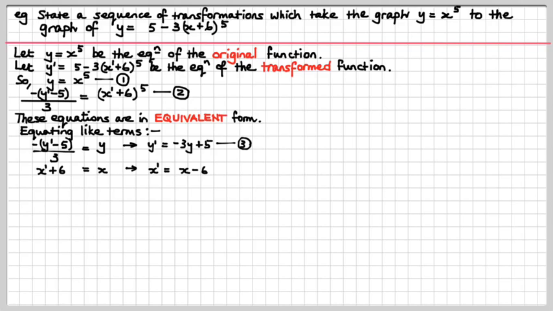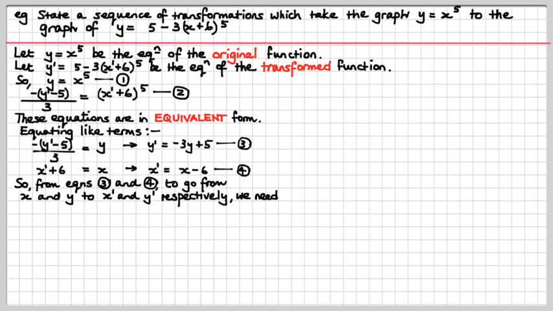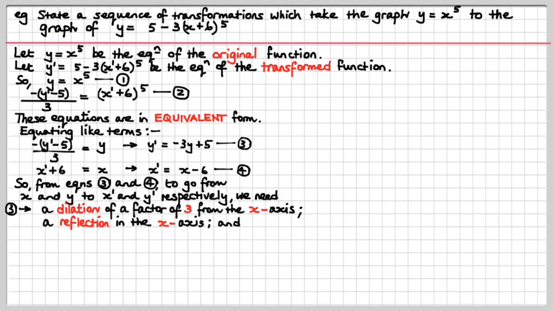Now, I can just read them off, rattle them off as the steps involved. So that's that now. So from equations 3 and 4, to go from x and y to x dashed and y dashed respectively, we need, right, this is the x done first. So what we need is a dilation. Yeah, this is the, no, I'm doing the y first, I'm sorry. This is a dilation of a factor of 3. That y has got to be 3 times as big as it was before, so that's from the x-axis.